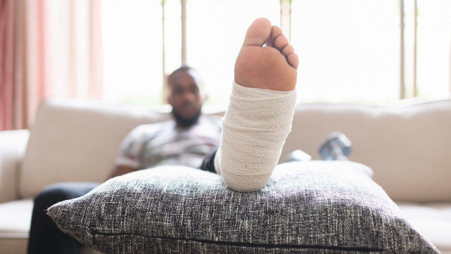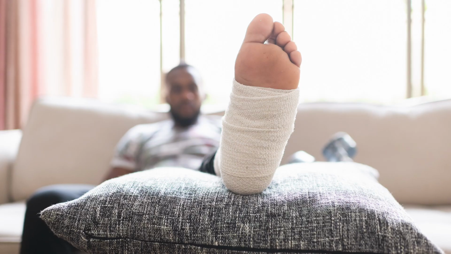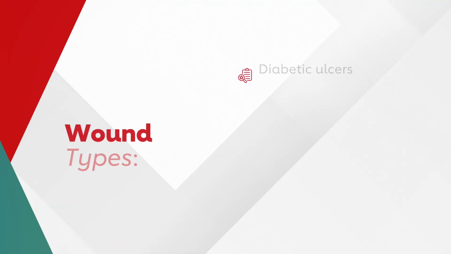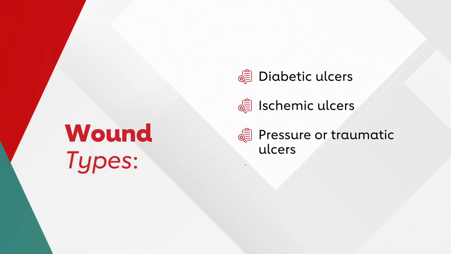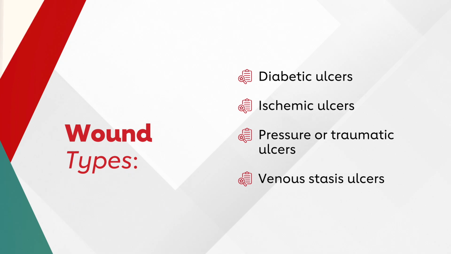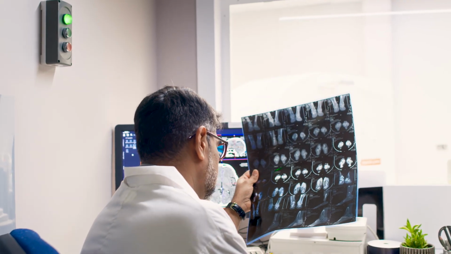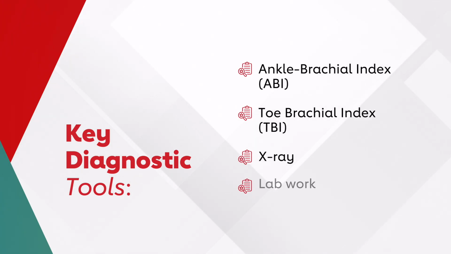In this episode, we're diving into the complexities of wound management in PAD. This vodcast will explore the different types of wounds we often see, like diabetic ulcers, ischemic ulcers, pressure or traumatic ulcers, and venous stasis ulcers, and break down what makes each one unique. We'll also walk you through the essential role primary care providers play in early wound assessment, including the key diagnostic tools we rely on, things like ABI, TBI, X-rays, and lab work.